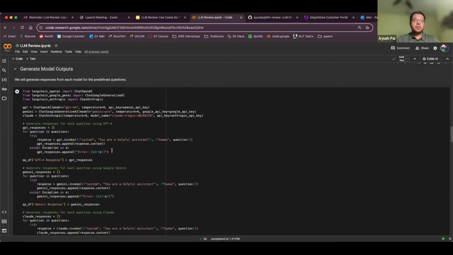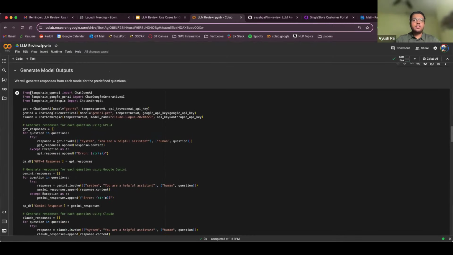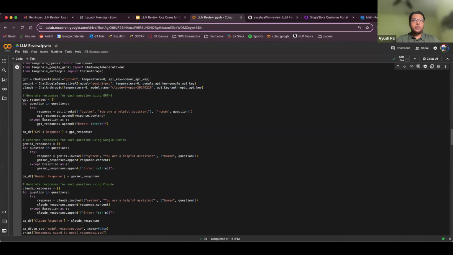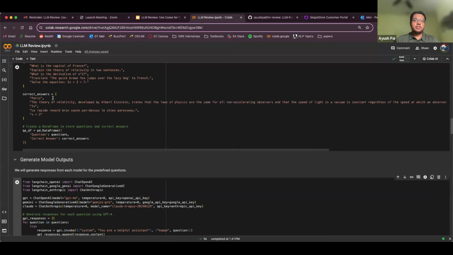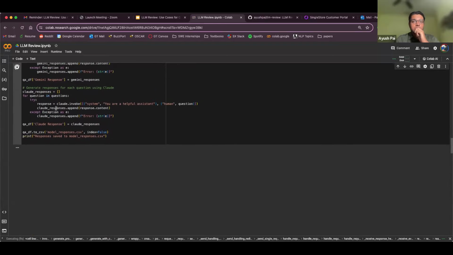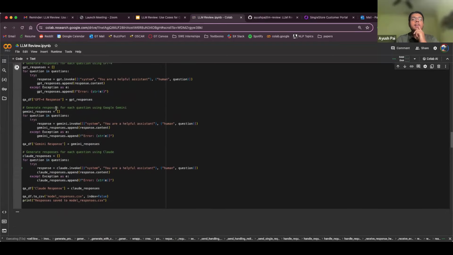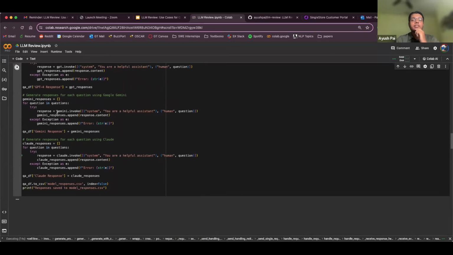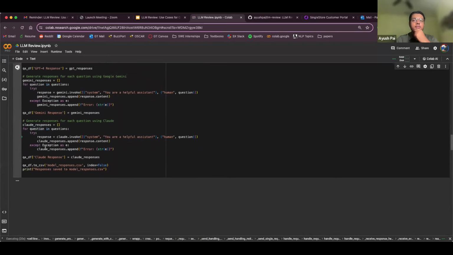And so this part right here is going to be generating the models' outputs. So we have all these things imported again. We have the definitions for these models. And what we're doing here is going through all these questions and then saying to answer these questions based on the ones in this list. So let's go through this and run it and see what it does. The first thing that we're doing here is for GPT. It's going to put it in this thing called GPT responses. And see how it does. I think it's running Claude now.